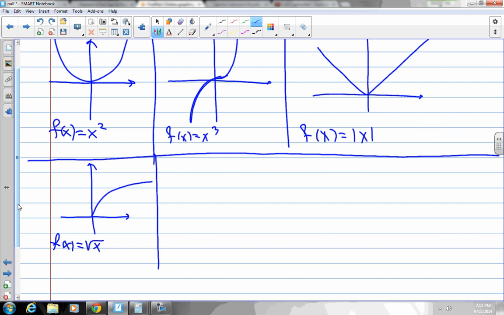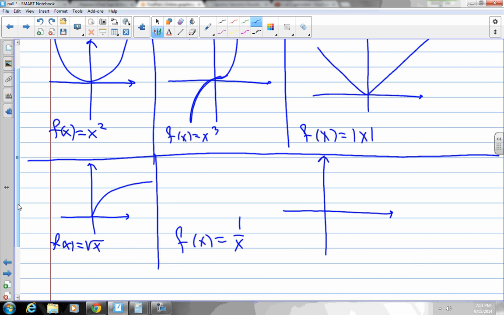And finally, the reciprocal function, 1 over x. Who knows the graph of the reciprocal function? What is the domain of the reciprocal function? Are there any domain issues? Yeah, 0 is a problem. That means the graph will never touch the y-axis, where x equals 0.